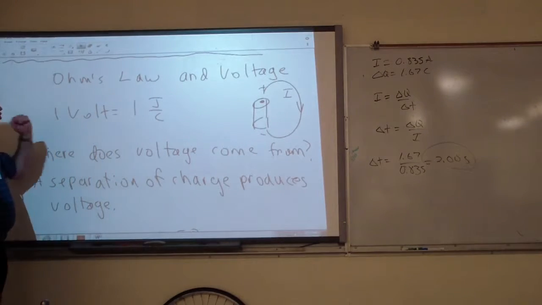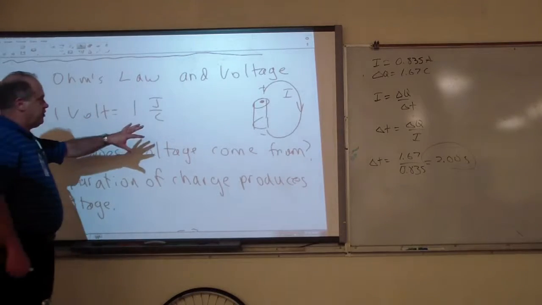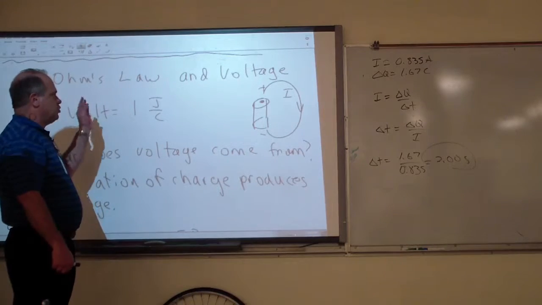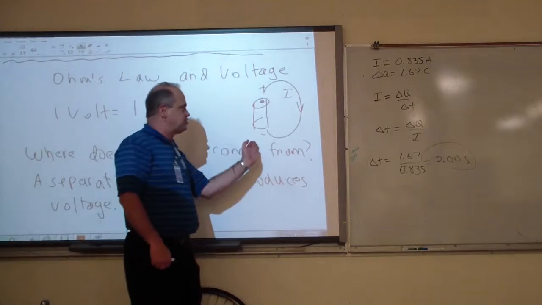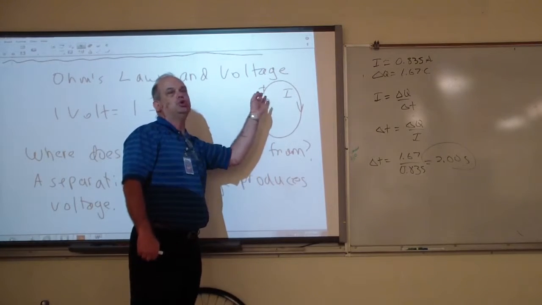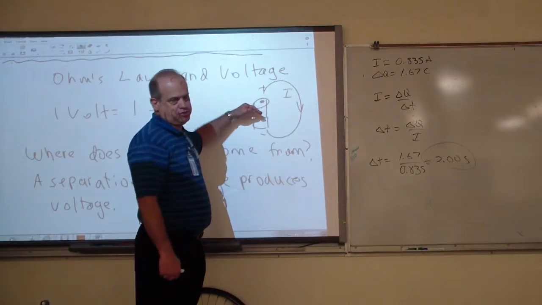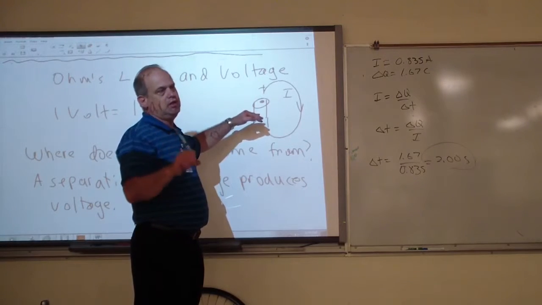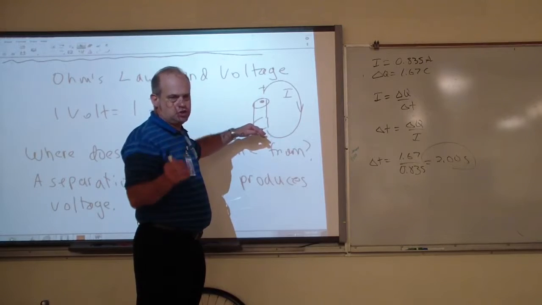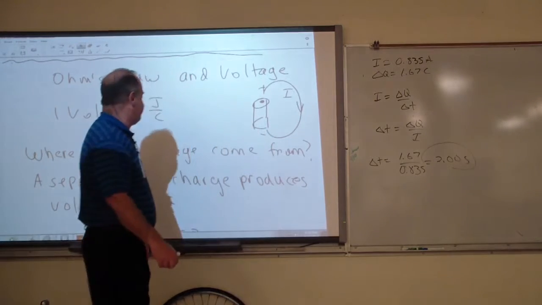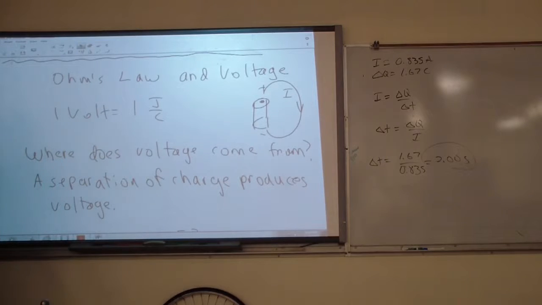1 volt is 1 joule per coulomb. That means every coulomb that passes through this battery gains 1 joule. Let's say you have a 10 volt battery. That means if 1 coulomb passes through, you get 10 joules of energy. If 2 coulombs pass through the battery, it gives 20 joules of energy. All right? Okay. If you got to pause, guys.